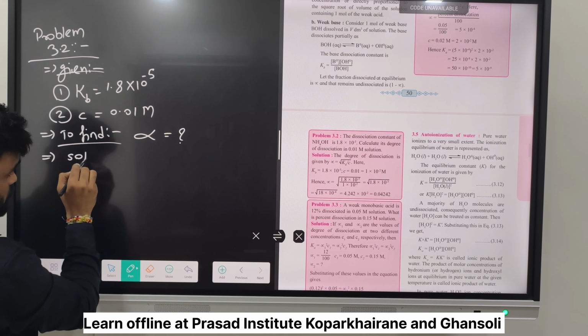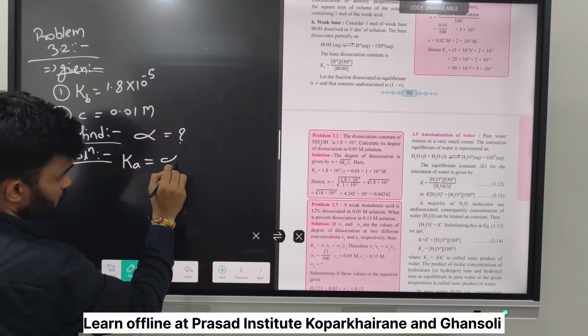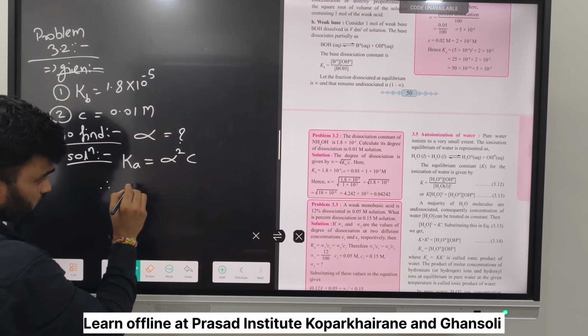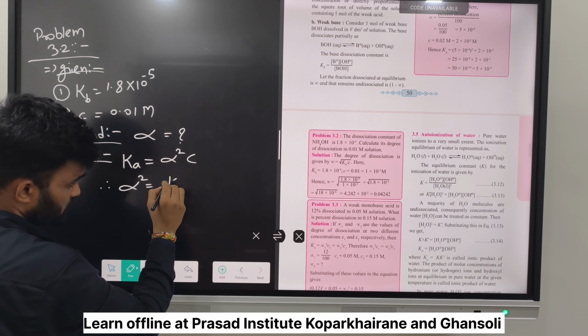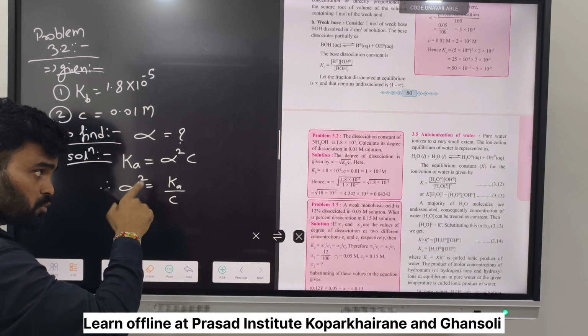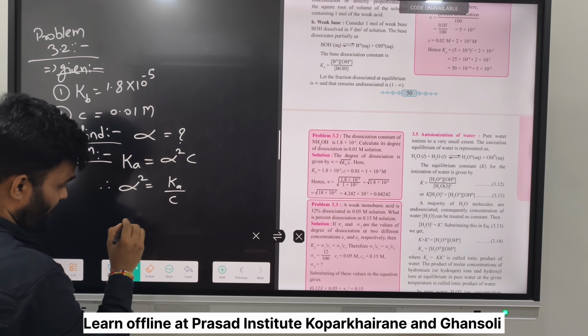What is the solution for this? We know the formula is Ka is equal to alpha square into C. So alpha square is equal to Ka upon C. And what is alpha? Under root of Ka upon C, right? So let's try to solve this.